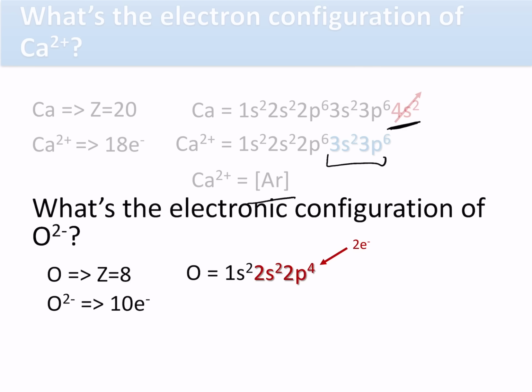You can add those 2 to the configuration of oxygen. And guess what? Here now you have 8 electrons in the last shell. And that configuration, 1s2, 2s2, 2p6, is a configuration of neon. So O2- has the electron configuration of neon. It looks like a noble gas. The O2- ion looks like a noble gas. That's why oxygen likes to work with 2-.